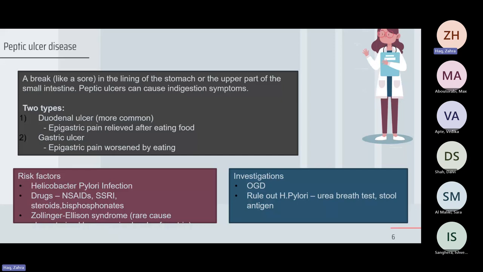So in terms of our investigations, an OGD is very useful because we can have a look inside the stomach to see whereabouts this ulcer is. And also it's essential to rule out H. pylori as well. So we normally use the urea breath test. You can use a stool antigen as well to identify if a patient is infected with H. pylori, which we need to treat immediately.